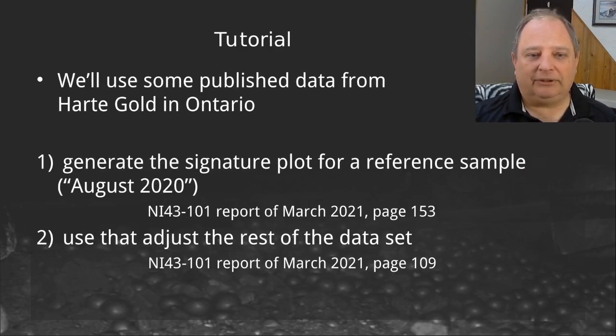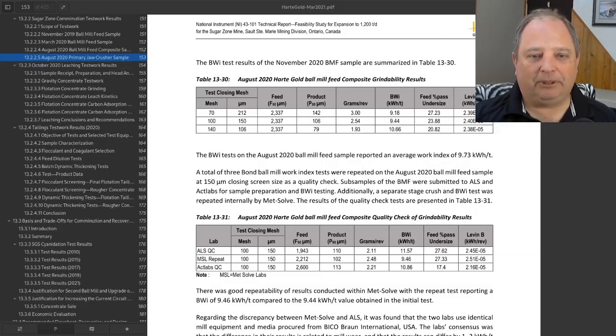So this is a tutorial. We're going to use some published data from Hart Gold in Ontario. We're going to generate a signature plot for a reference sample that is published in a different 43-101 report. And here you can see a block of data for different closing sizes and different product sizes generating different ball mill work indexes. So we're going to use this as the basis of generating the signature plot.